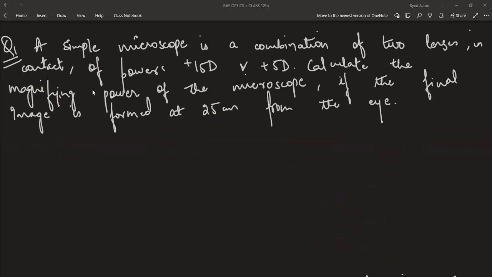This question is saying a simple microscope is the combination of two lenses in contact. Powers of the two lenses are plus 15 diopters and plus 5 diopters. You have to calculate the magnifying power of the microscope if the final image is formed at 25 centimeters from the eye.